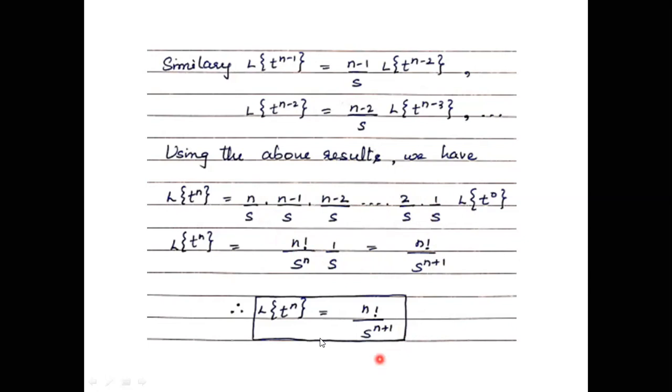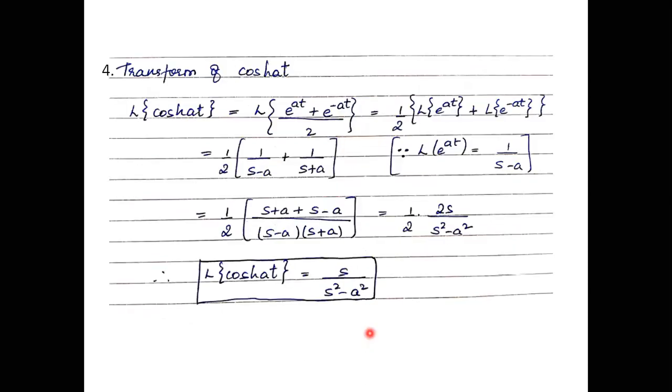So this is all about Laplace transform of t power n. So the formula is Laplace transform of t power n is gamma n plus 1 by s power n plus 1, or n factorial by s power n plus 1. Moving on to the next transform, cos hyperbolic at.